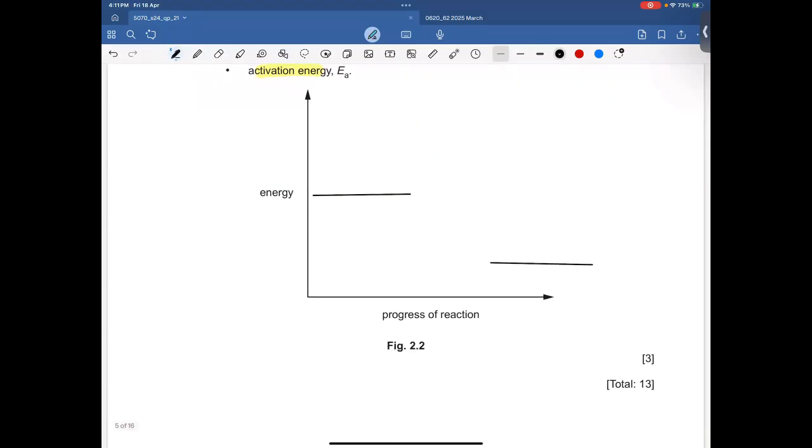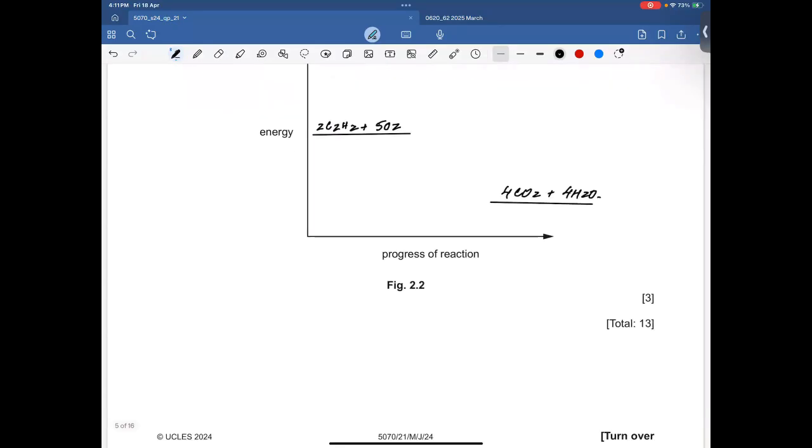So this is C2H2 plus 5O2 converting into 4CO2 plus 2H2O. Okay, so these are our reactants and products.